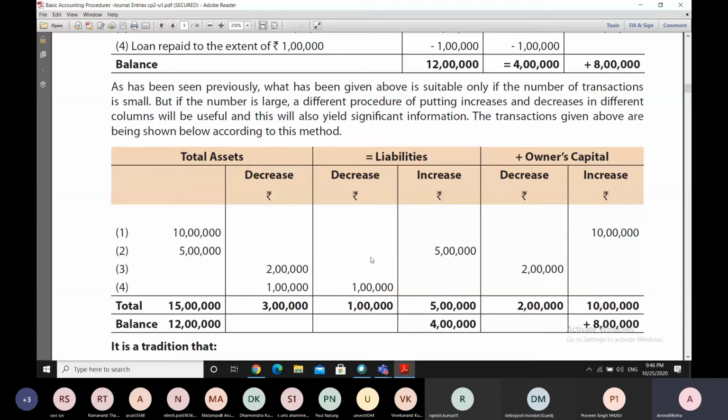we make accounts of assets and liabilities, and in that we put columns of increase and decrease, and we make similarly increase and decrease columns for liabilities as well as for owner's capital. Here, instead of writing minus and plus, we have included separate columns for increase and decrease.